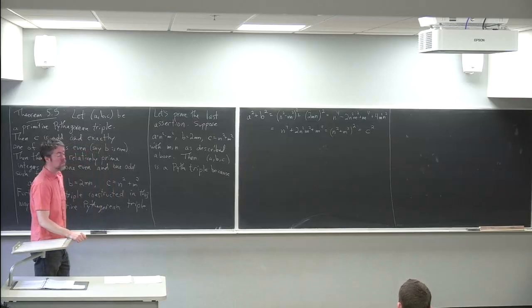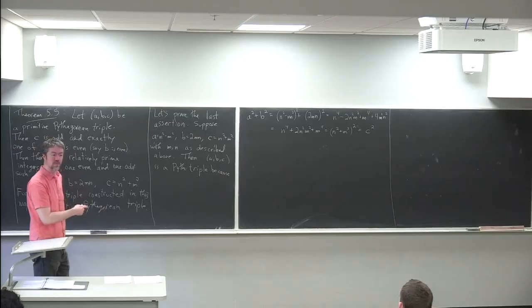Okay, so that shows it's a Pythagorean triple. We still have to show it's a primitive Pythagorean triple. So there's something about this, if we just pause for a second, which is this recipe.